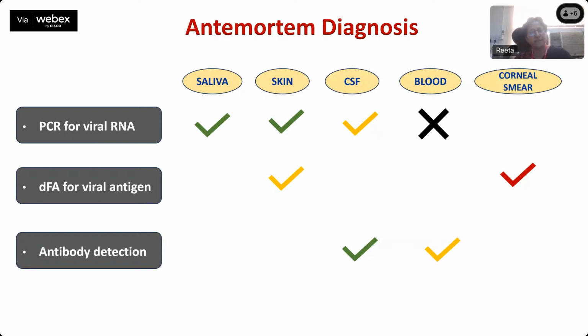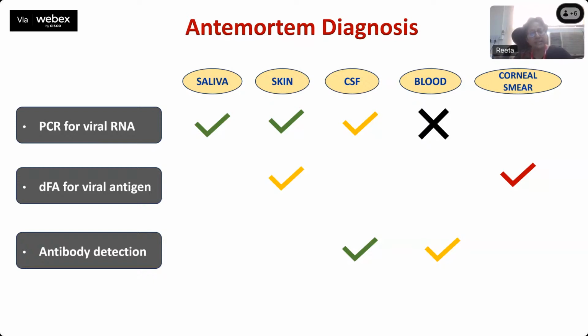Also, the process of collecting the corneal smear itself can damage the cornea, which is why it is no longer recommended. So, what are the tests we do on these samples? We do a PCR for viral RNA detection in the saliva, the skin, and the CSF sample. Blood is not a good sample for detection of the virus because there is no viremia in rabies. The virus does not get into the bloodstream. In fact, it travels only through the nervous system to the brain.